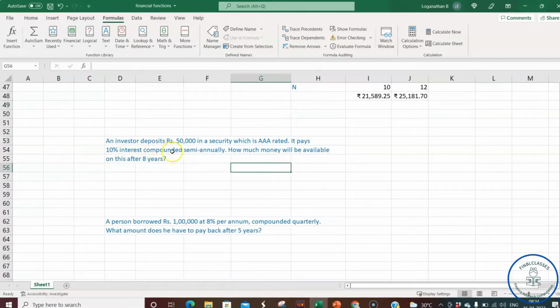In second case, you can read it. The investor deposits rupees 50,000 in a security which is AAA rated. It pays 10% interest compounded semi-annually.